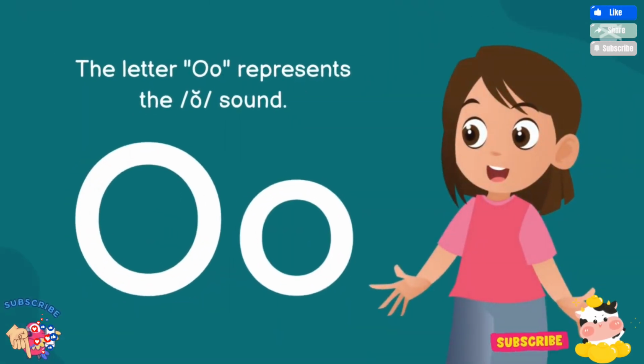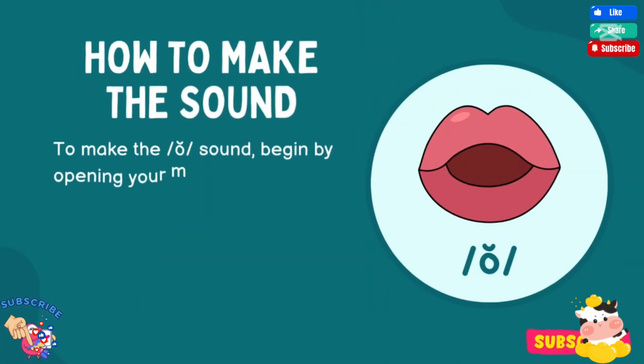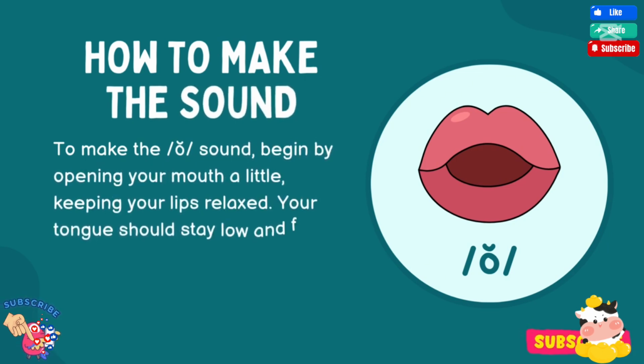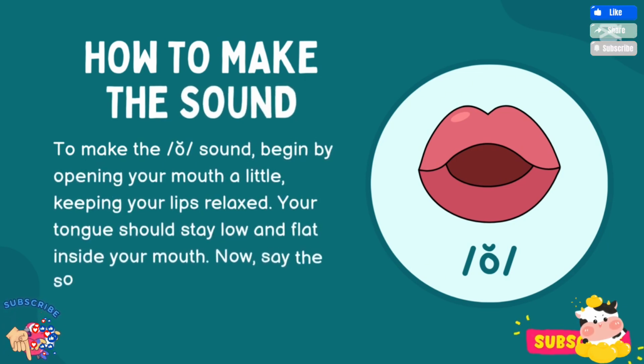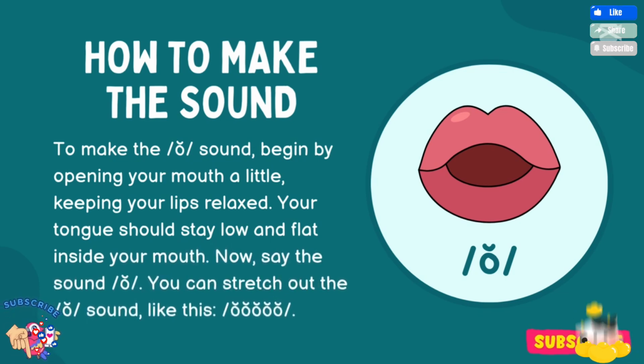The letter O represents the O sound. How to make the sound. To make the O sound, begin by opening your mouth a little, keeping your lips relaxed. Your tongue should stay low and flat inside your mouth. Now, say the sound O. You can stretch out the O sound, like this, O.